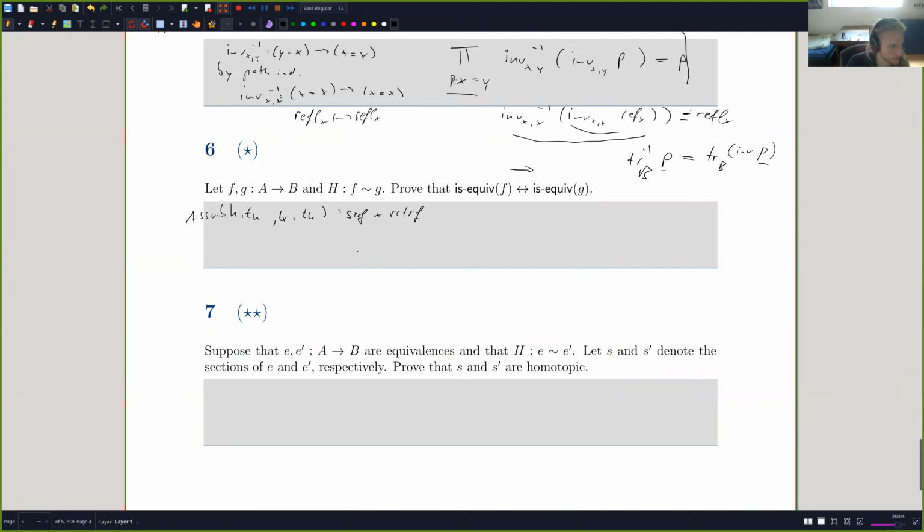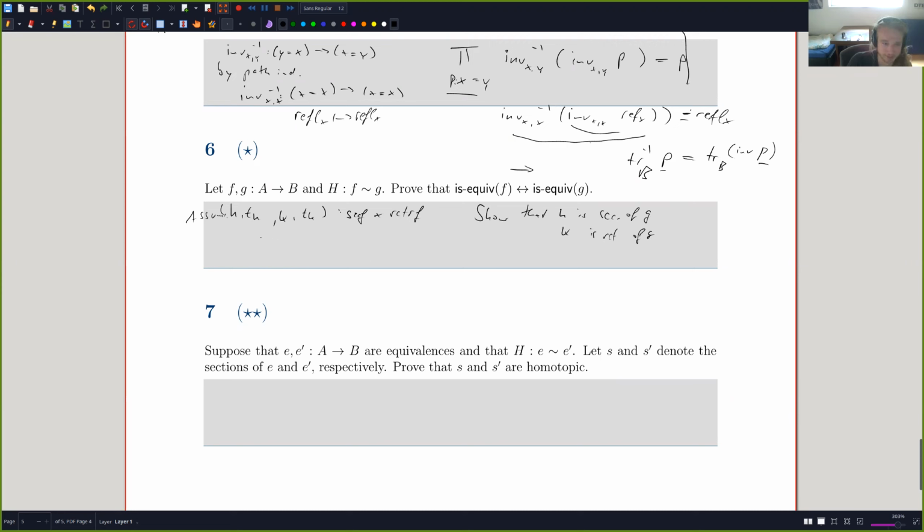Okay, we want to show that H is a retraction, where H is a section of G, and K is a retraction of G as well. Sorry, retraction. So what this tells us, if we have homotopic functions and one is an equivalence, then also the inverses of one function are inverses of the second function, and this is what we need to prove.